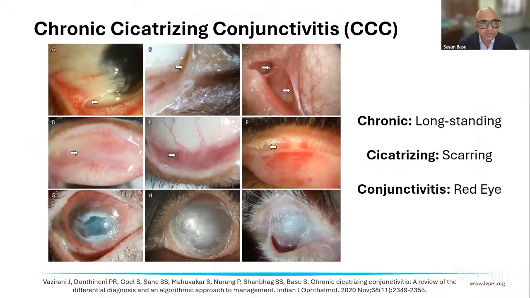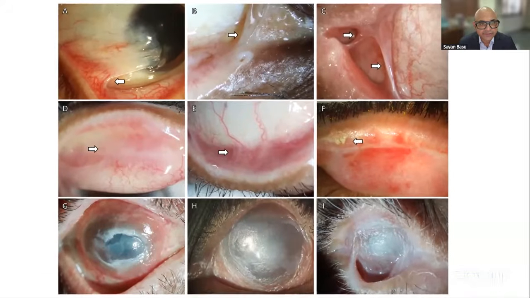We just heard about what this term means and what it entails. Put very simply, chronic means long-standing. Cicatrizing means that there is scarring, and there is scarring of the conjunctiva, which leads to a chronic red eye, which is essentially what conjunctivitis stands for. So, when we say chronic cicatrizing conjunctivitis, we are essentially referring to cases that have long-standing red eye because of conjunctival scarring. This scarring can manifest in different ways.